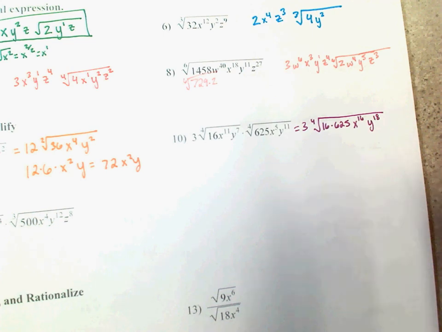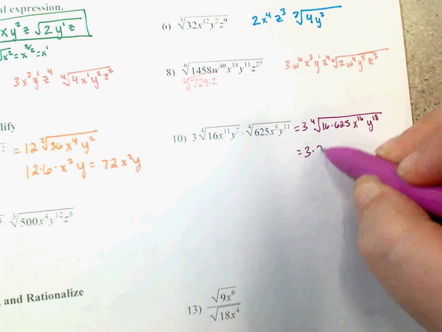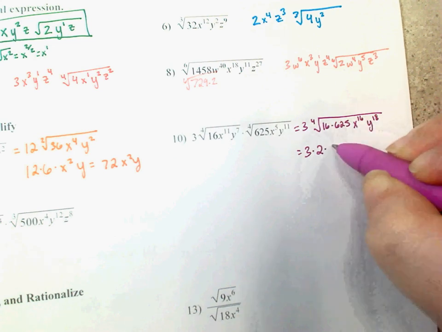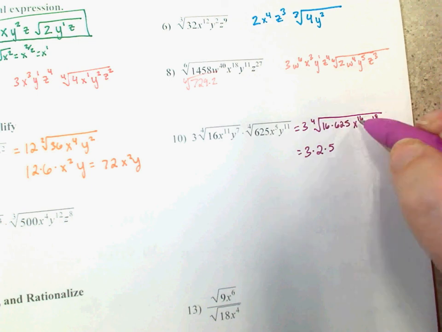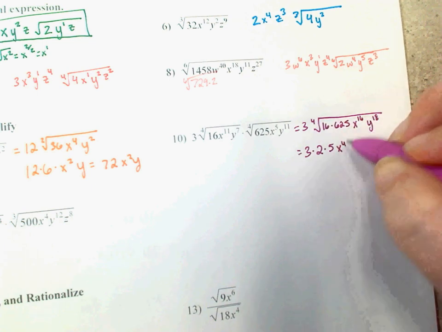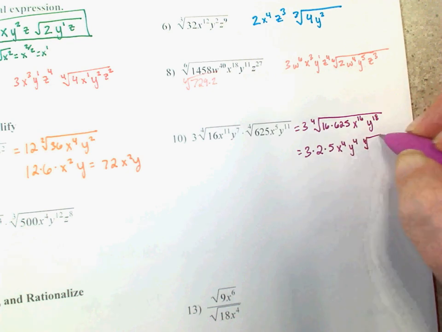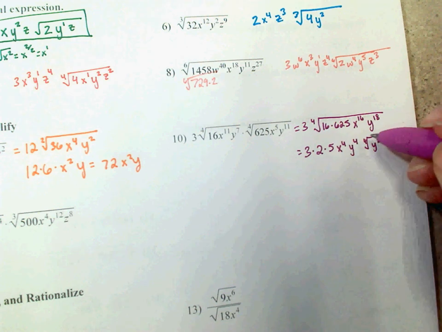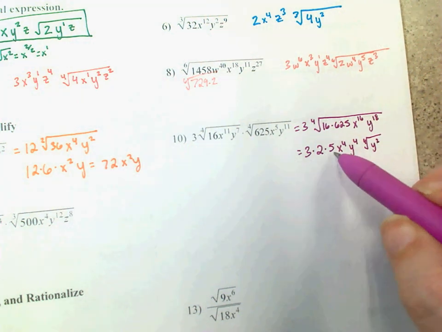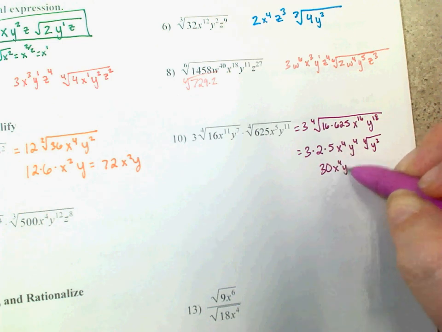So we've got 3 times. Now the 4th root of 16 we said was 2, and the 4th root of 625 is 5. As far as the variables go, 4 goes into 16 4 times, but 4 only goes into 18 4 times with 2 left over. So we've got 3 times 2 times 5, so that's 6 times 5, that's 30. X to the 4th, y to the 4th times the 4th root of y squared.